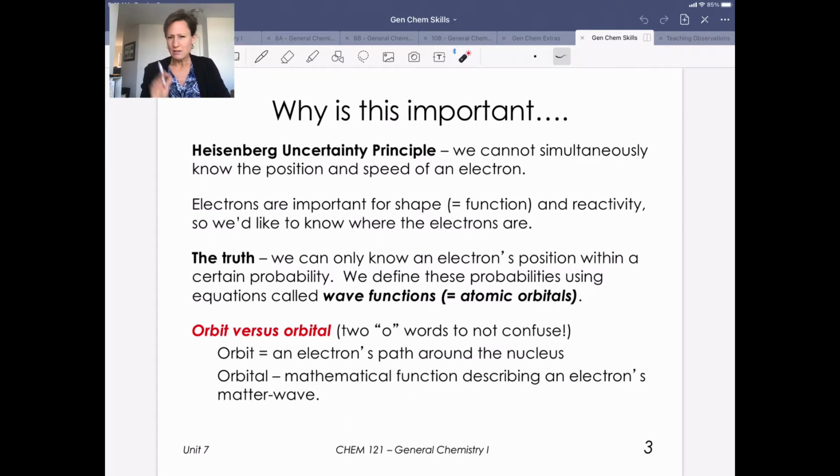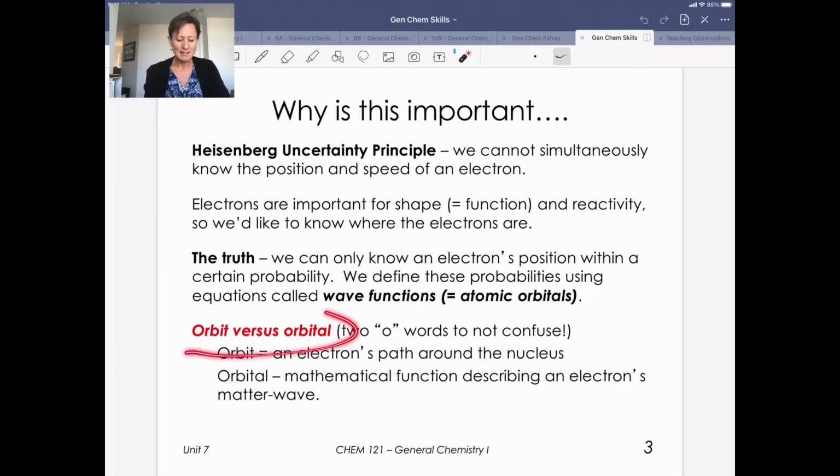So the truth here, and all that we really need to think about, is that we can only know an electron's position within a certain probability. And probability really means math. And so we can use equations to define the probability of where we could find an electron, and we call these wave functions. So when you think about atomic orbitals, and you guys have seen the cartoony representations of atoms, and they show orbitals almost looking like rings on a planet, right? Those represent the probability of where we're going to find an electron.